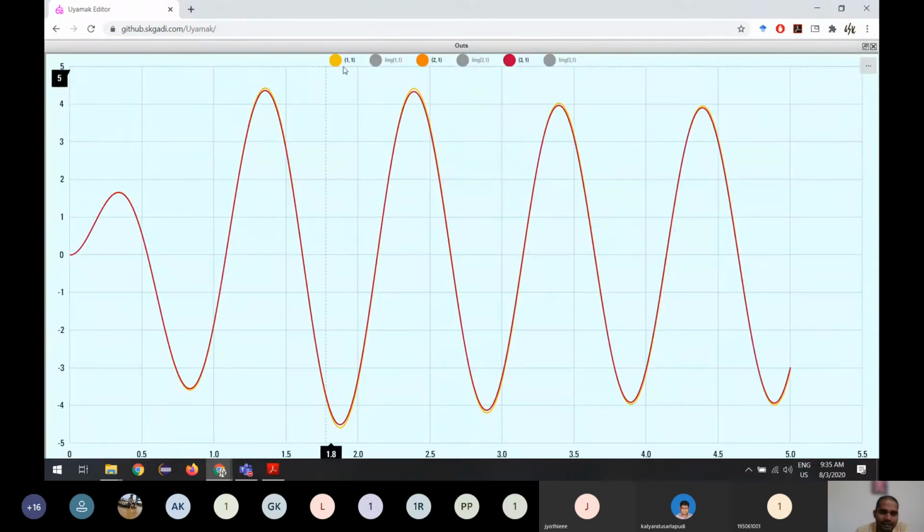See, the continuous one is having a small error. It is because of the discretization we are doing. But we can see all three are the same.